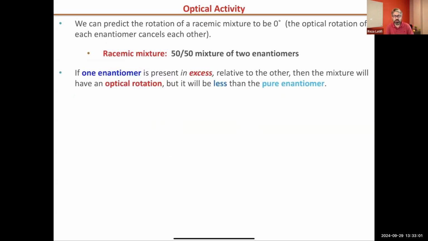Now, what will happen if I have exactly the same amount of R and S? In that case, we say you are dealing with a racemic mixture. What does it mean? It means it will be non-active, or optically not active. Yes, you do have R and S configuration, but because they have exactly the same rotation, they will cancel each other. So alpha will be equal to 0. It doesn't mean you don't have optically active compounds there. You do, but they are exactly the same and they cancel each other.